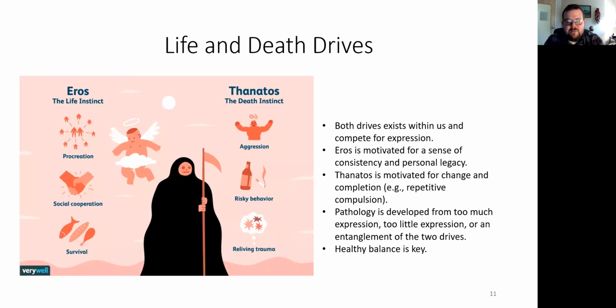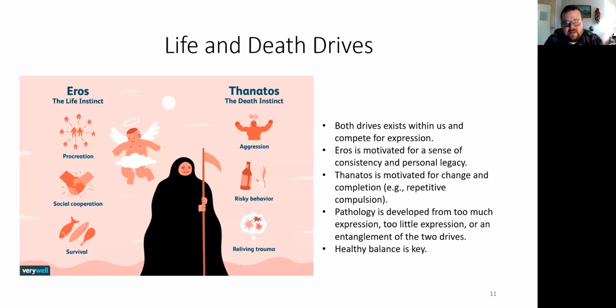Thanatos, on the other hand, is motivated for change and completion. I know that's going to sound so bizarre, but one way to look at death is it is final. It ends something. And there's also change. We go from living to dead. So symbolically, death represents change. And that's a big focal point in Jungian theory. There's going to be change after death. And again, it completes a cycle of life.